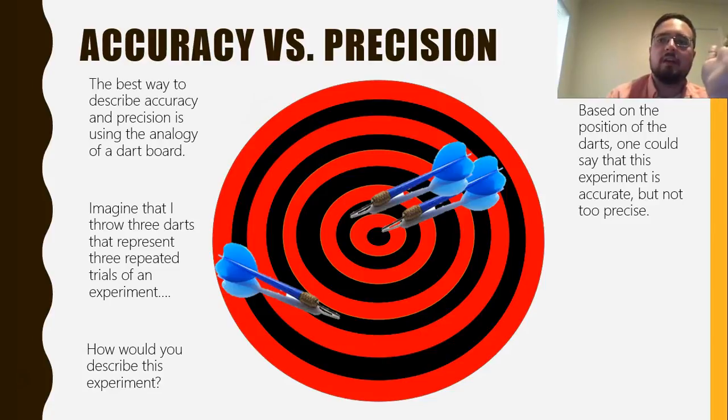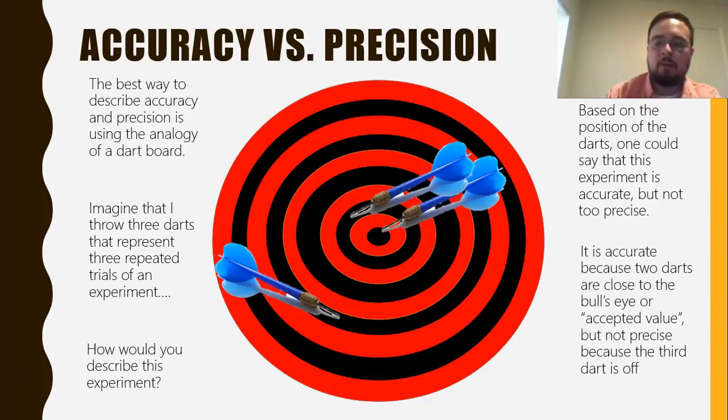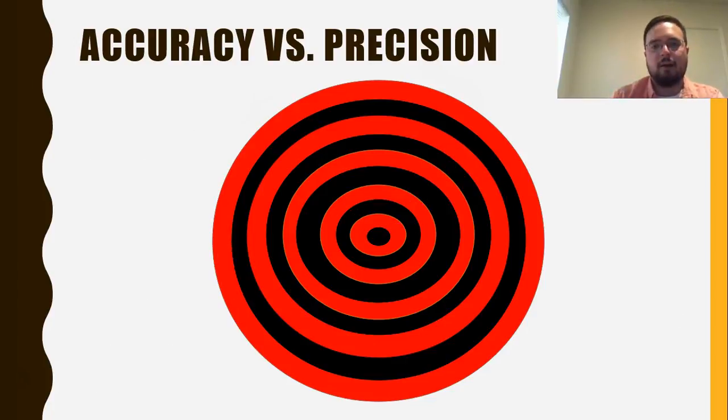So in this experiment, we're saying that we hit the value on the dot and really close, but then not far at all, which means that maybe our equipment is good, but maybe our technique wasn't good in regards to this experiment. So again, the bullseye being the accepted value, and not being precise because that third dart is a little bit off. So let's do another example.